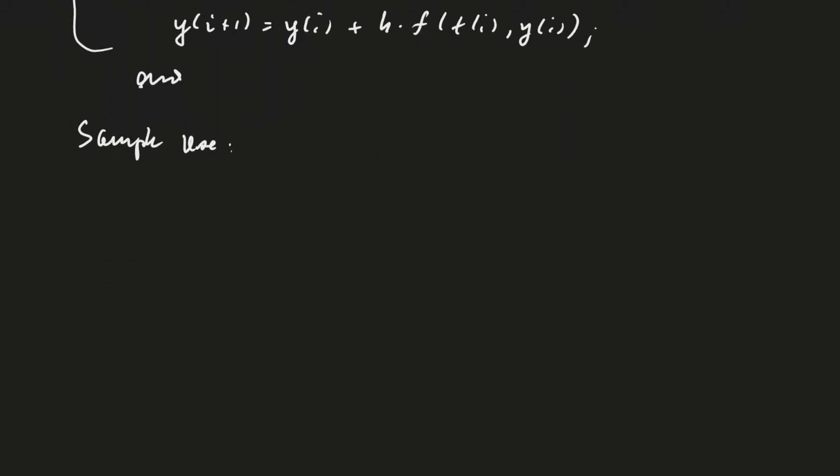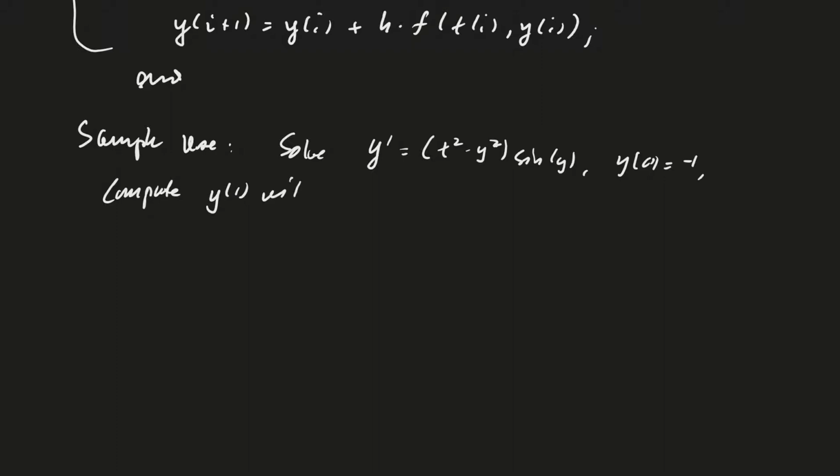So I'm going to try to solve y prime equals t squared minus y squared times the sine of y, with y of 0 equals minus 1, and I need to compute y of 1 with step size 0.1. Okay, and so solution.